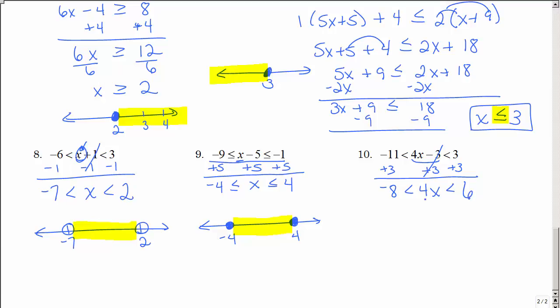Now we need to get the x by itself, so I'm going to divide everything by 4, and yes, I'm going to reduce. That reduces to a fraction of 3 over 2. Again, I want to put that on a number line between negative 2 and 3 halves. No equal to part. X is in between those numbers.